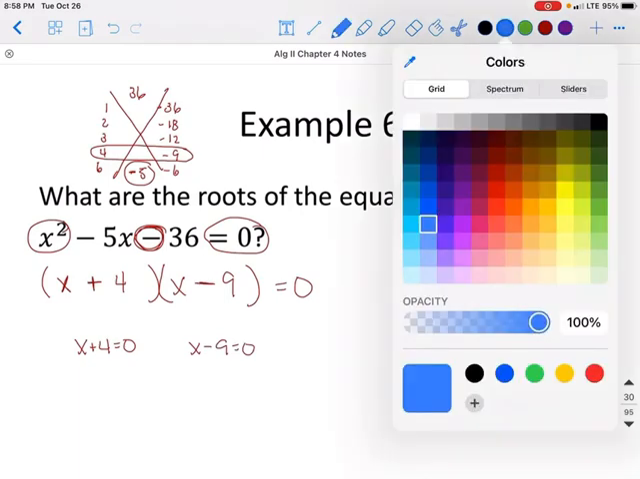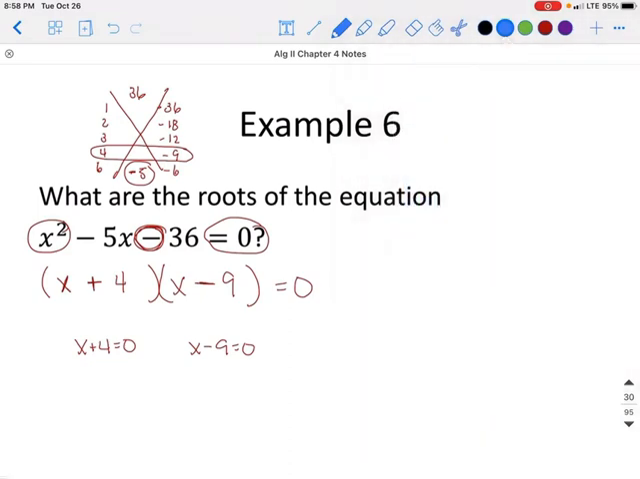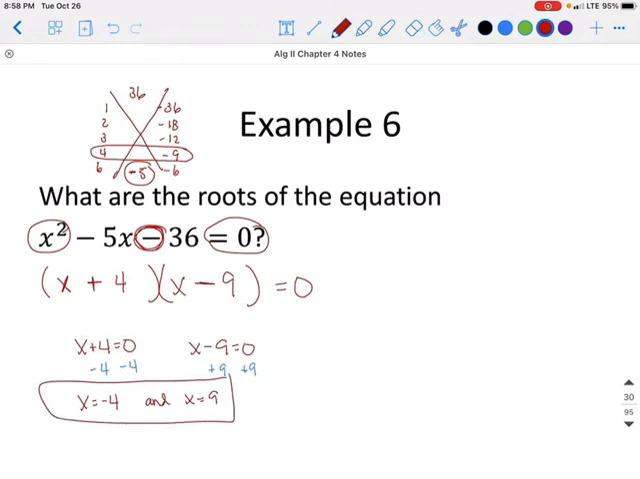Remember, to get the x by itself, we're just going to do the opposite. So on this one, since it's a positive 4, we would subtract 4 from both sides. And since this is a negative 9, we would add 9 to both sides. And we'll be left with x is equal to negative 4 and x is equal to 9. Those would be the two roots of our equation.